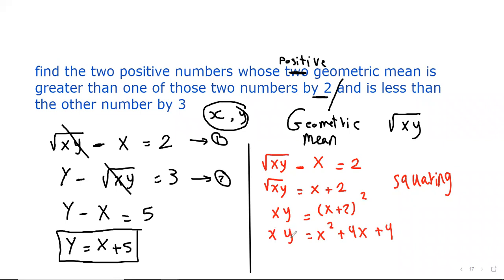What I'm going to do is write instead of y, x plus 5, because y is equal to x plus 5. So it's x multiplied by (x plus 5) equals x to the power of 2 plus 4x plus 4. Okay, let's expand in the next page. So it will be x to the power of 2 plus 5x equals x to the power of 2 plus 4x plus 4. Cancel x squared and x squared.